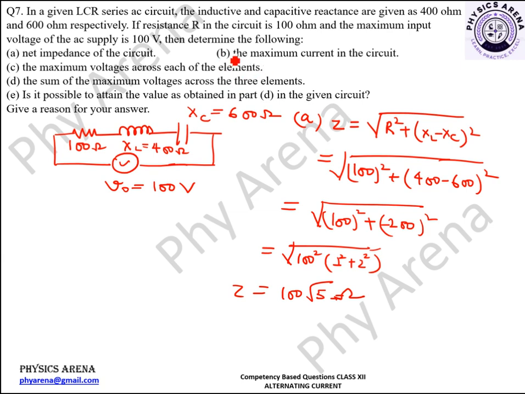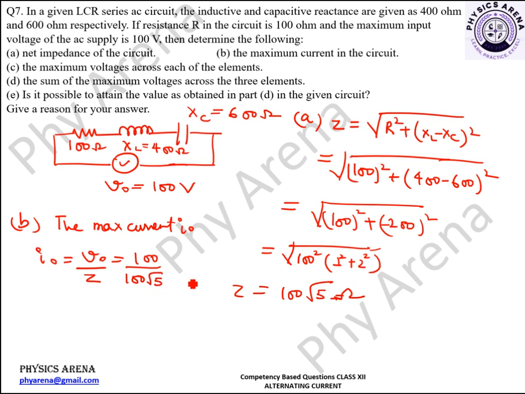In part B, it says find the maximum current in the circuit. We know the maximum current I naught is equal to the maximum voltage V naught divided by the impedance Z. V naught is 100, divided by 100 under root 5, where the Z value we obtained in part A. 100 cancels with 100, and we are left with 1 upon under root 5. If we rationalize it, multiplying and dividing by under root 5, it will be equal to under root 5 divided by 5 ampere. So that's the value of maximum current in the circuit.